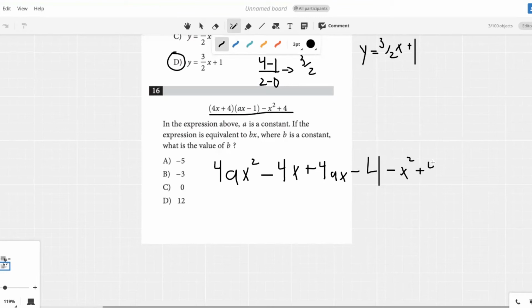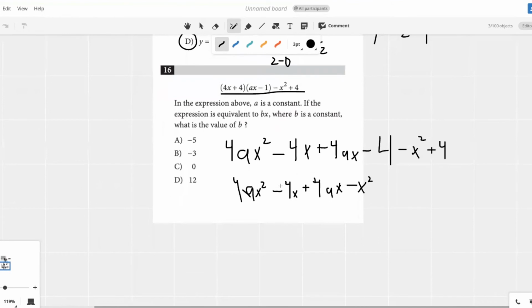Now, at this point, we're just going to combine like terms to make this a little bit less messy. So we're going to write it as 4ax squared minus 4x plus 4ax. Notice we cannot combine 4x and 4ax because we don't know what a is yet. And we can combine -4 and 4, so that'll cancel out to give us 0. And we're just left with minus x squared, which we cannot combine with 4ax squared because, again, we don't know what a is.